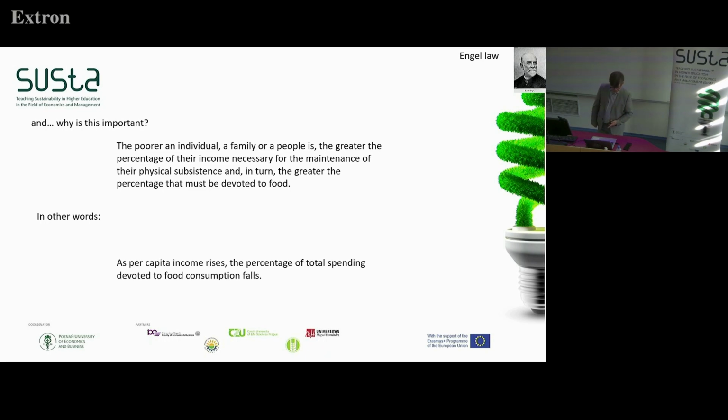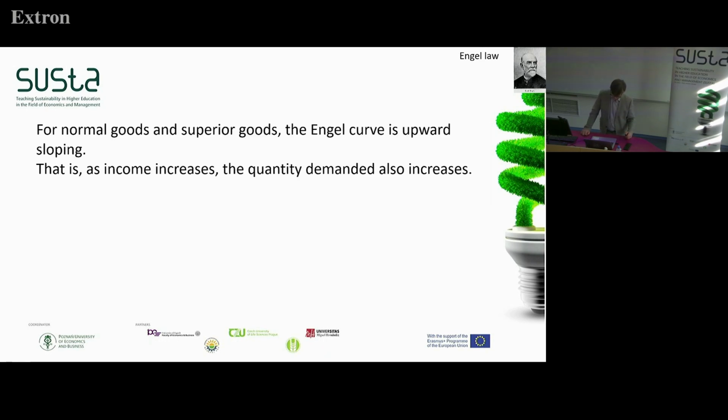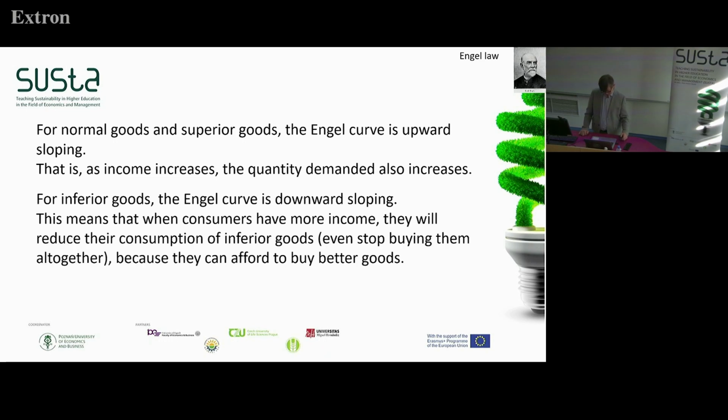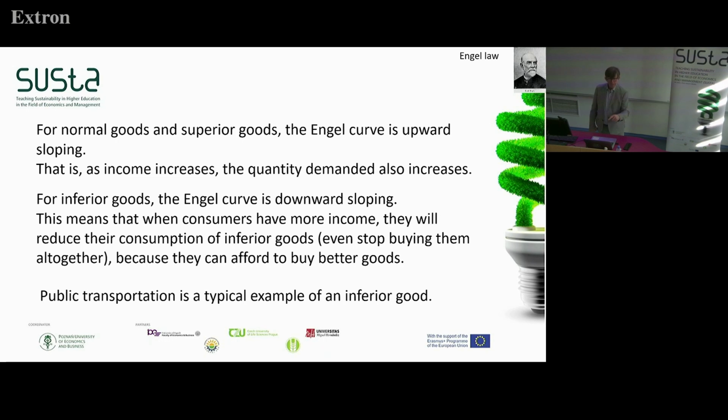In other words, as per capita income rises, the percentage of total spending will fall. Okay. For normal goods and superior goods, the Engel law applies. Okay? But for inferior goods, it's totally the reverse. Okay? Public transport is a very good example of Engel good.